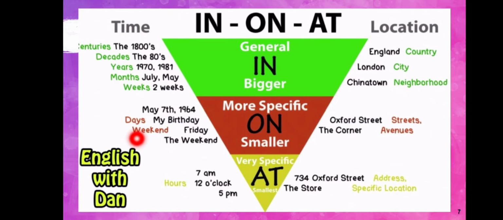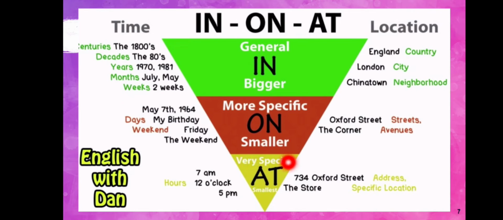The next is on. On is more specific or smaller. On May 7th, 1964. Days: on my birthday, on the weekend, on Friday. Whereas here in location you can see Oxford Street. It's the name of the street. Corner, streets, avenues: for all of them you can use the word on.